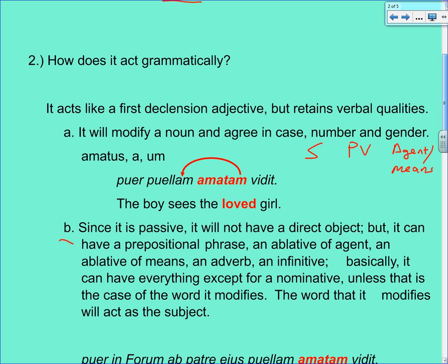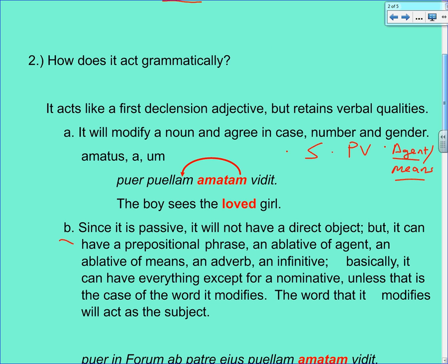It can have a prepositional phrase. It can have, like I said, ablative of agent. You can have ablative of means. Those prep phrases can go in those places. It can have an adverb. It can have an infinitive. Basically, it can have anything and everything that a verb has except for a nominative.